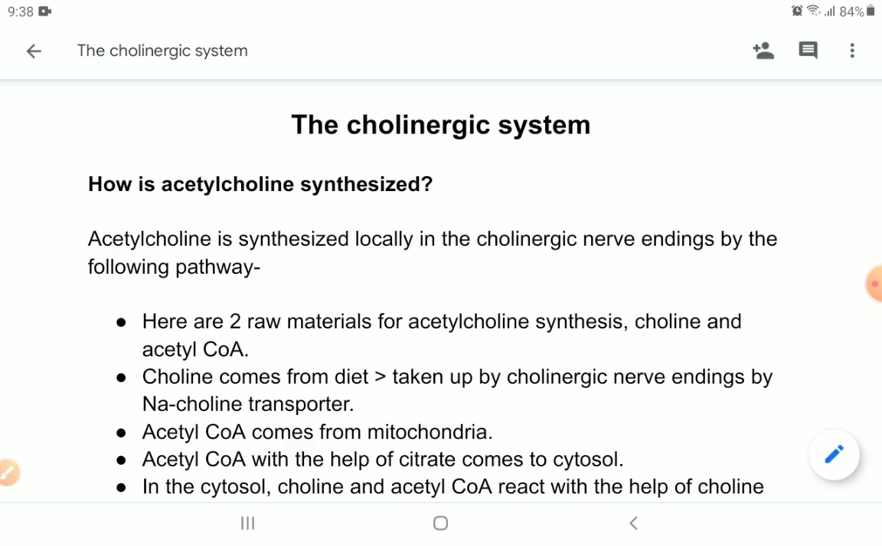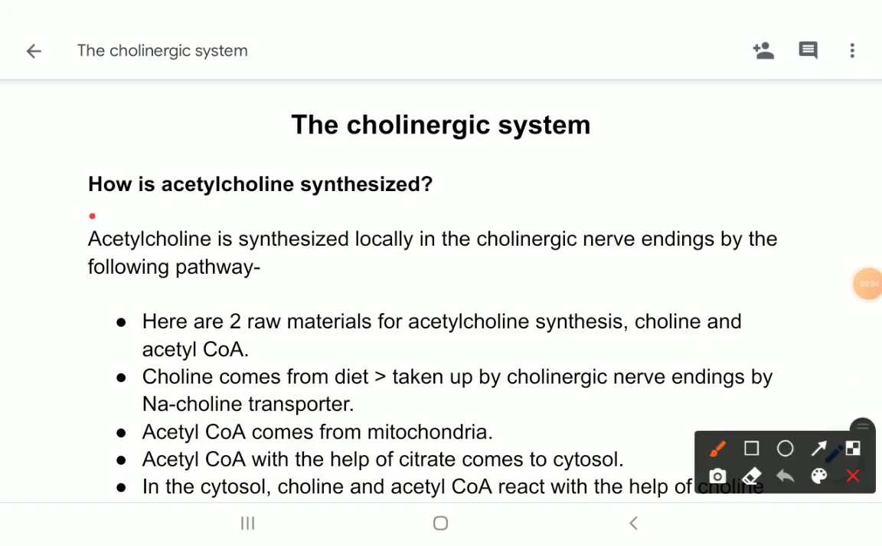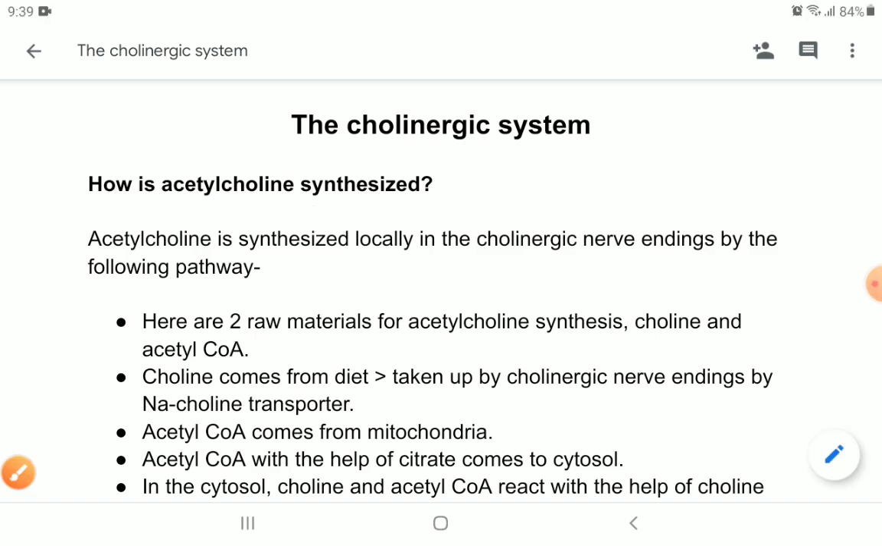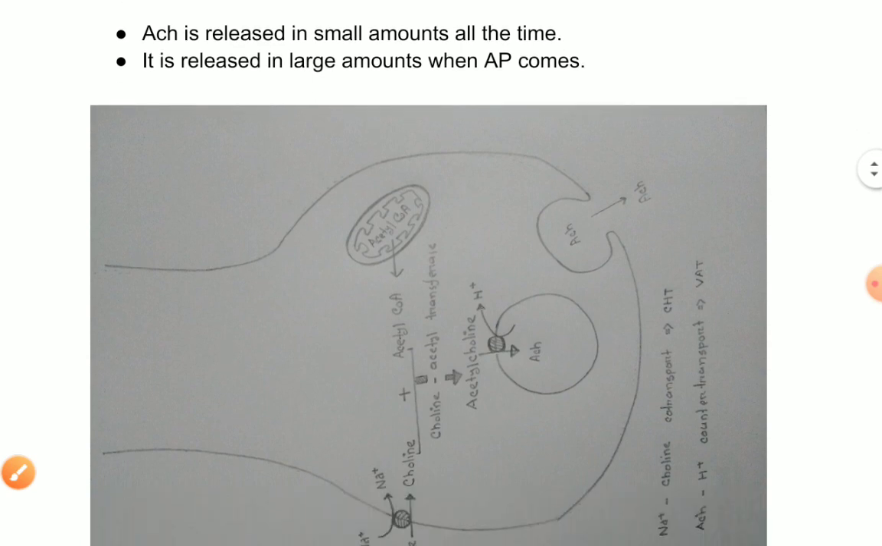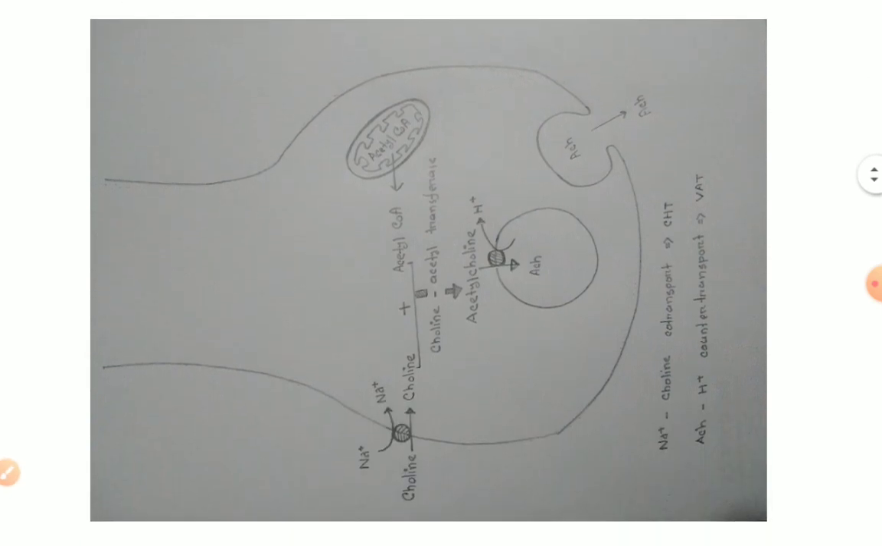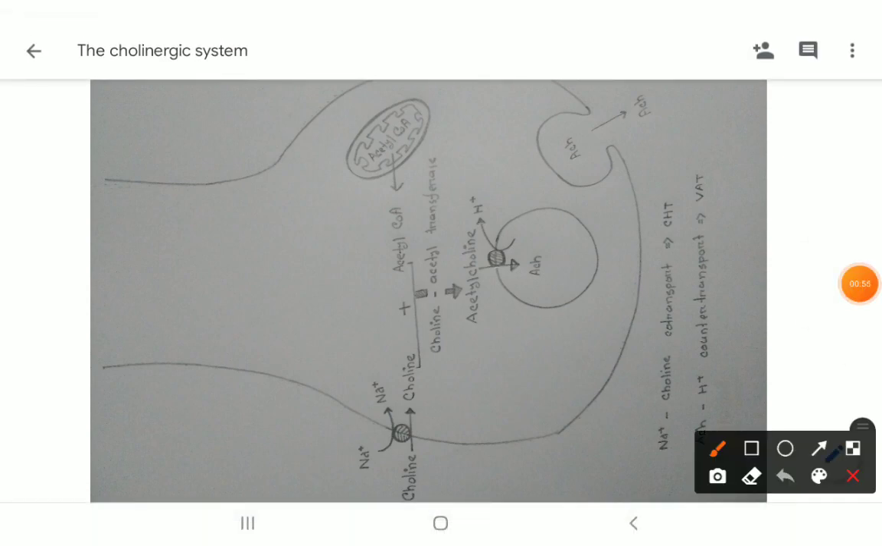So first, let's see how acetylcholine is synthesized. To talk about acetylcholine synthesis, I have tried to show you the steps of acetylcholine synthesis in a simplified way in this figure. So acetylcholine is synthesized within the presynaptic cholinergic nerve terminal, and this is the presynaptic cholinergic nerve terminal.